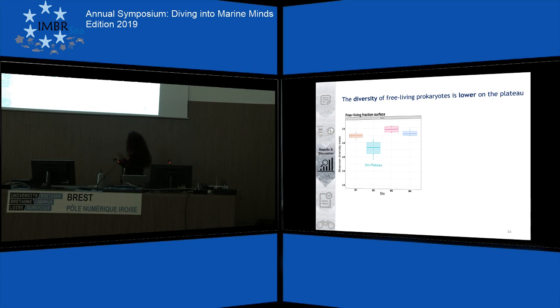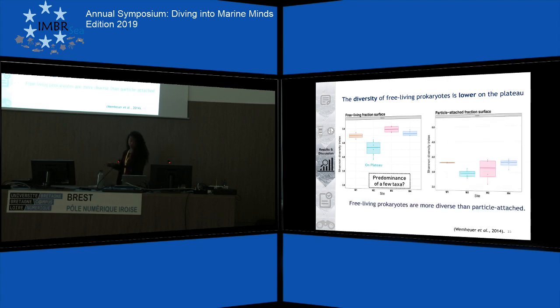Here is an example of one of the indices of alpha diversity that was calculated. And you can see that over the plateau the diversity is lower in comparison to outside of the plateau. How can we explain this? Maybe by the predominance of a few taxa that are dominating the community due to the conditions that are present there. They can be fast growers, for example, or opportunistic ones.